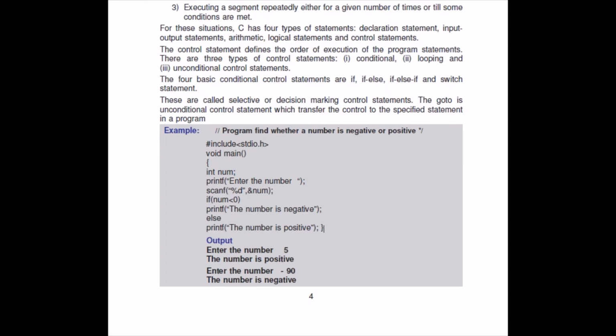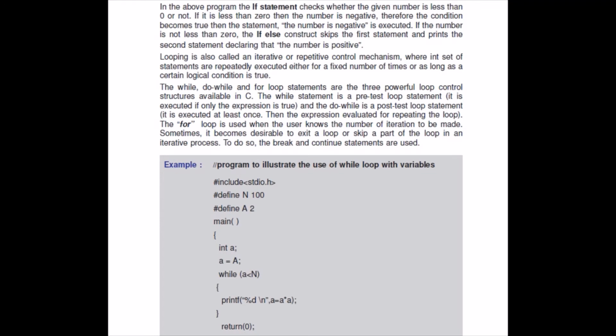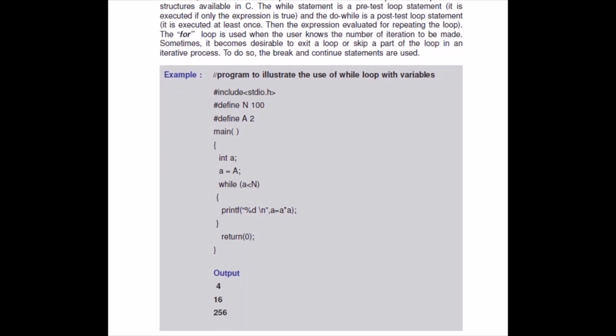Then how do we use loops? Here, looping is a set of statements that are repeated or executed as long as a certain logical condition is true. In this example, we will see the define directive used in a different way and a while loop. We have used the define directive to include a header file. We have used the define directive to give the values capital N 100 and A 2.